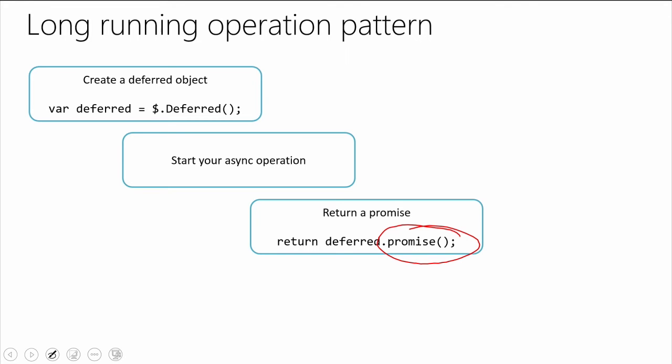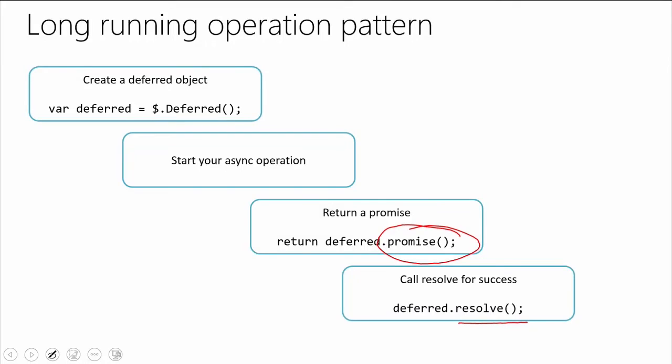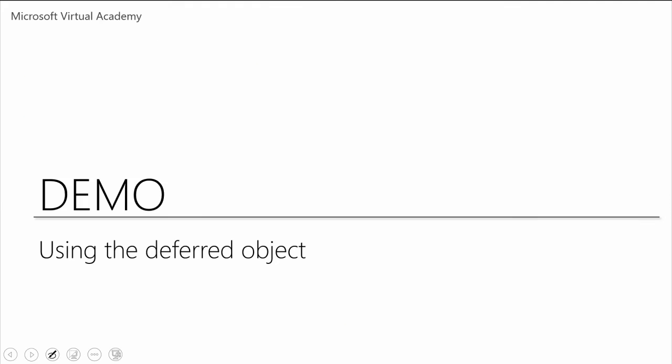And the way that you're going to let the caller or the client know that something has happened is by calling resolve, if everything completed successfully, or, in case of a failure, calling reject. So resolve if it succeeded, or reject if it failed. Okay, let's go in and take a look at a demo here.